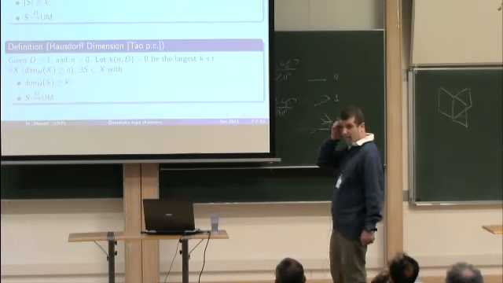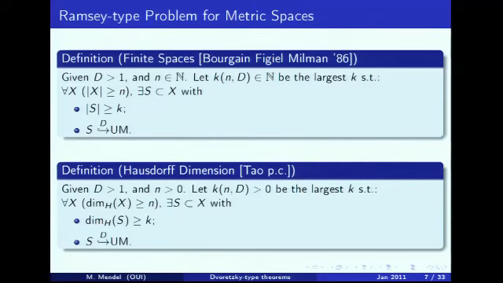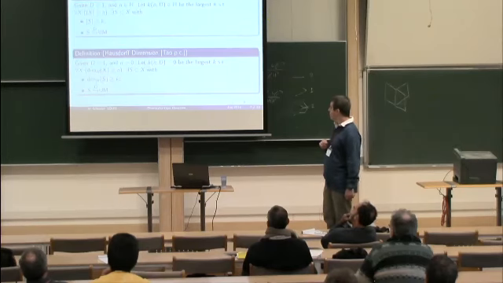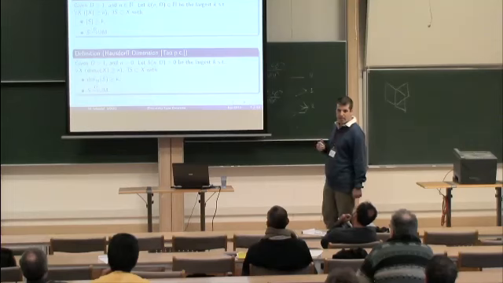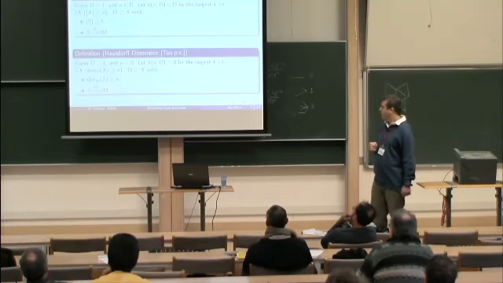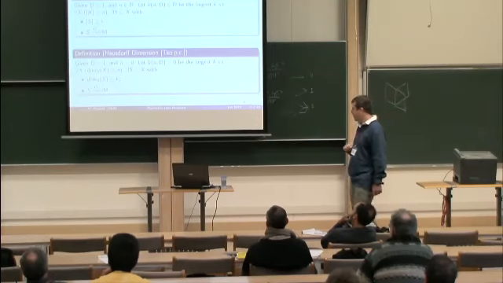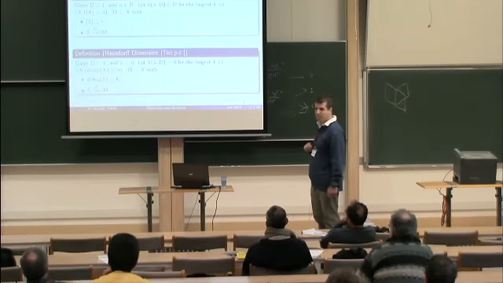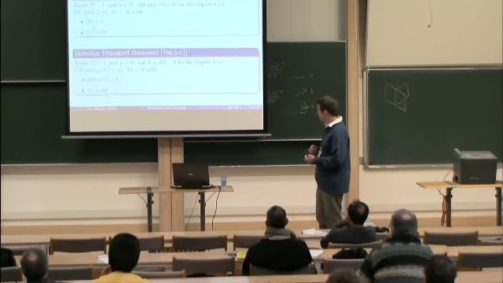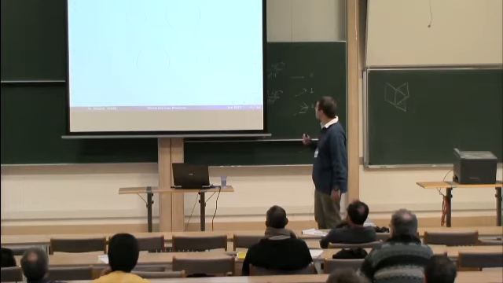The second variant is essentially the same, but we replace the cardinality with the Hausdorff dimension. It's more suitable for infinite spaces. So now n and k will be real numbers, and we want to extract from any n-dimensional space a subset S, which has Hausdorff dimension at least k, and is embeddable in an ultrametric with distortion D. This question was asked by Tao, in private communication.